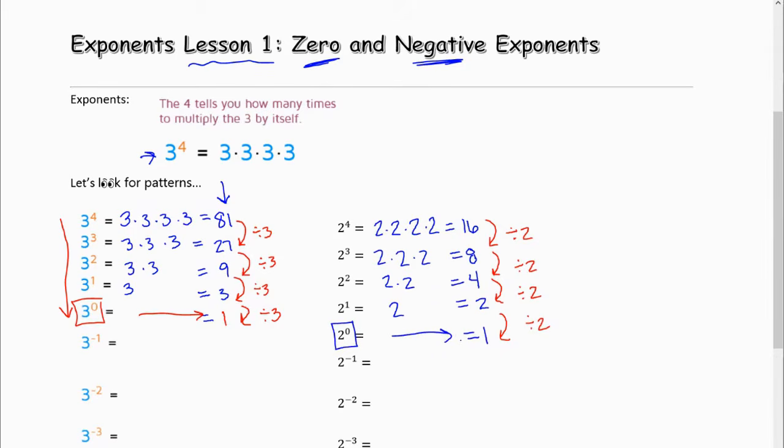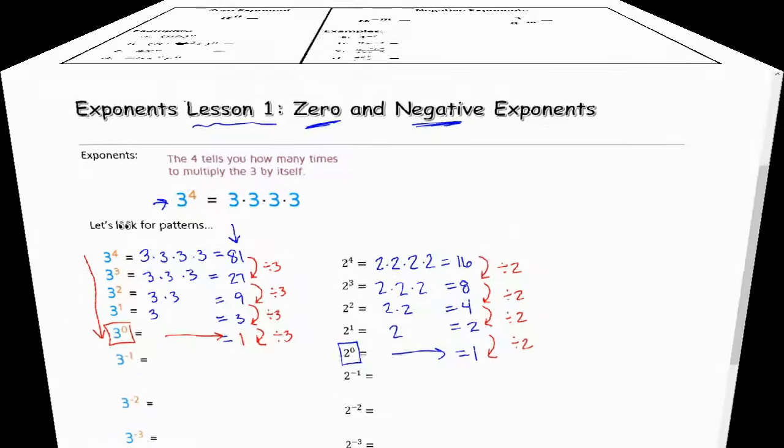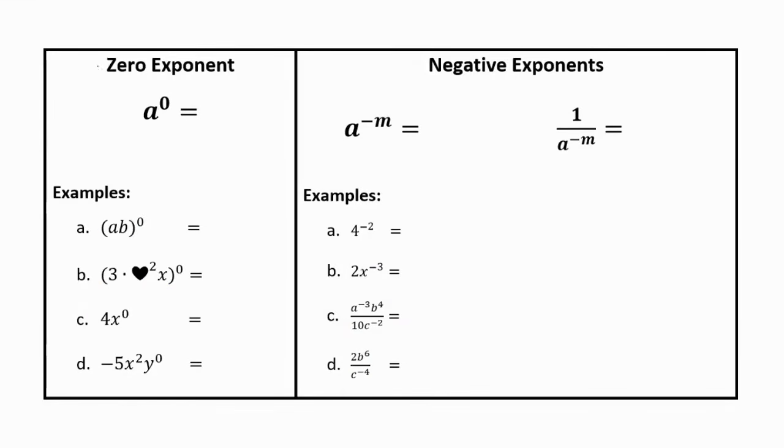Is there a pattern there? Why, yes, there is. Our first exponent property is the 0 exponent property, and that rule says this: any non-zero number raised to the 0 power is going to equal 1. We saw that in our table of 3s and our table of 2s. Every time we got down to a 0 exponent, the value was 1, and that will always, always, always be the case. Let's look at some examples.